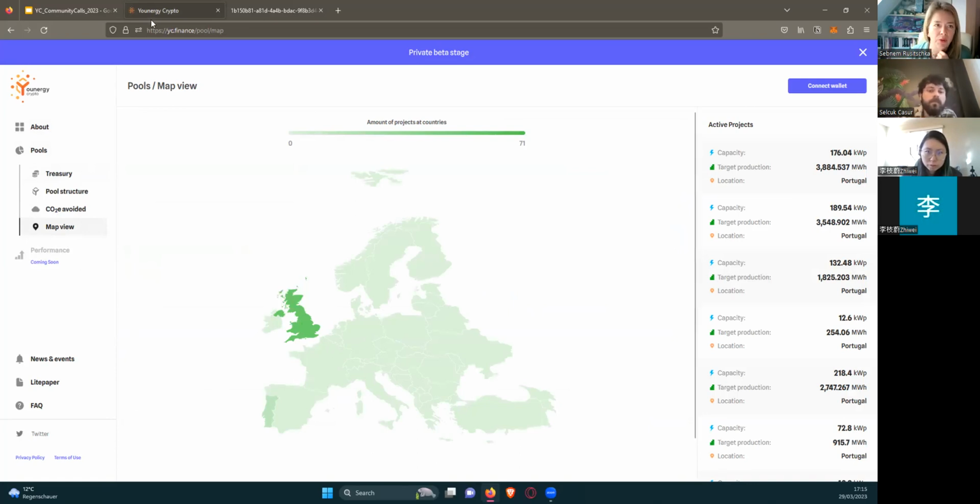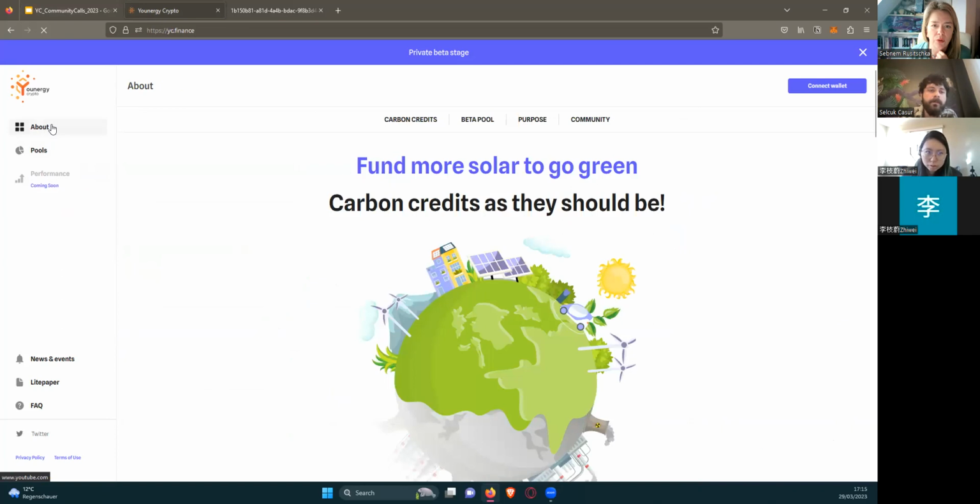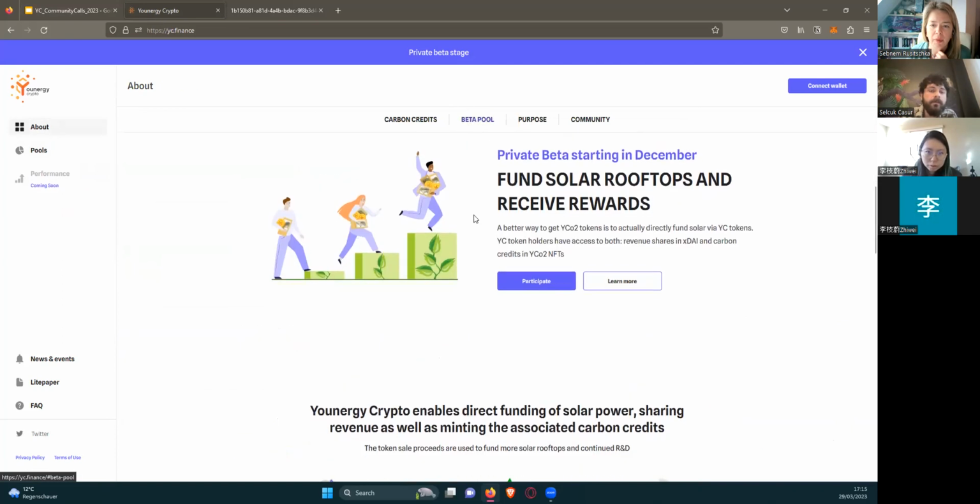And when we go into actually funding the solar rooftops, it will be in Portugal, and it will be through the YC token, the second, or the participation contract. And that contract makes sure that YC token holders, signifying their participation in funding more solar, will get revenue shares from these newly funded solar, as well as the full carbon value.